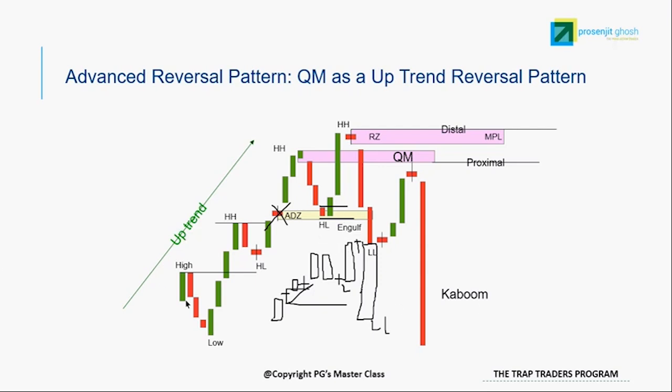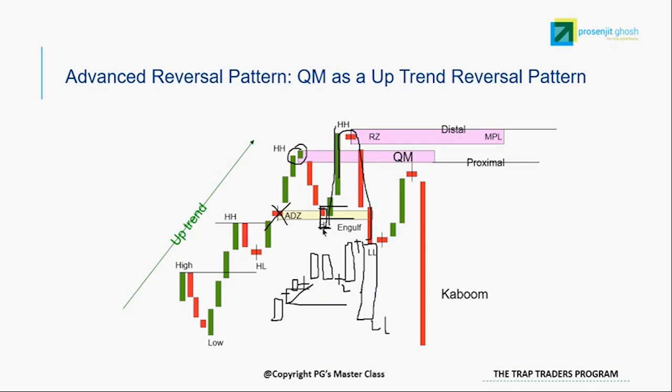Okay, I got your question. You are talking about a reverse zone, okay? Sometimes in QM, what happens? Price breaks the authentic zone here, engulfs and then moves up, okay? And by this, a reverse zone gets created. That is even better, that a reverse zone getting engulfed and then price comes down.